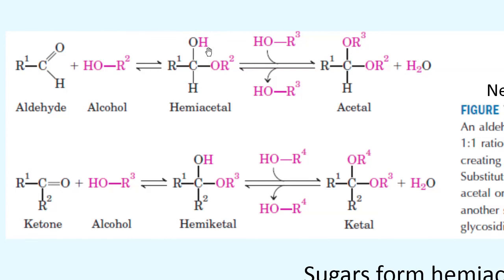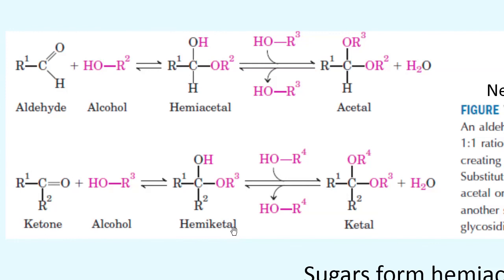Now this hydroxyl group can further undergo a condensation reaction with another alcoholic group with the elimination of water. Now there are no free hydroxyl groups on the aldehyde carbon. This is called an acetal. A similar series of reactions can also take place for keto sugars. The first reaction produces a hemiketal.